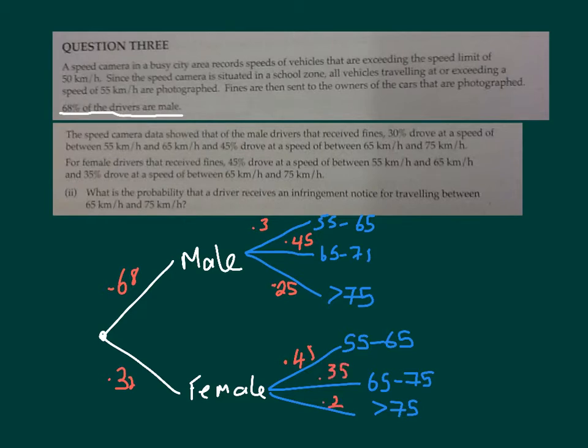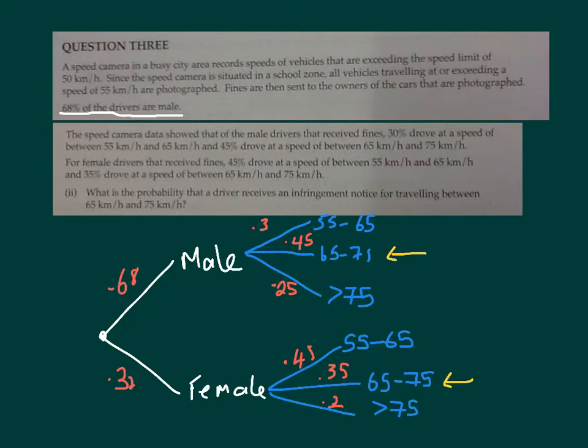And from that we can now answer the question. What is the probability that a driver receives an infringement notice for driving between 65 and 75 kilometres per hour? So that's that one and that one, because they haven't said anything about male or female, so we've got to account for both.